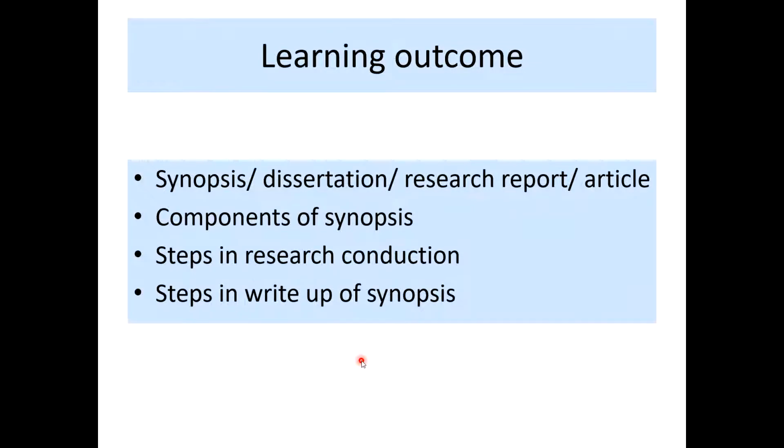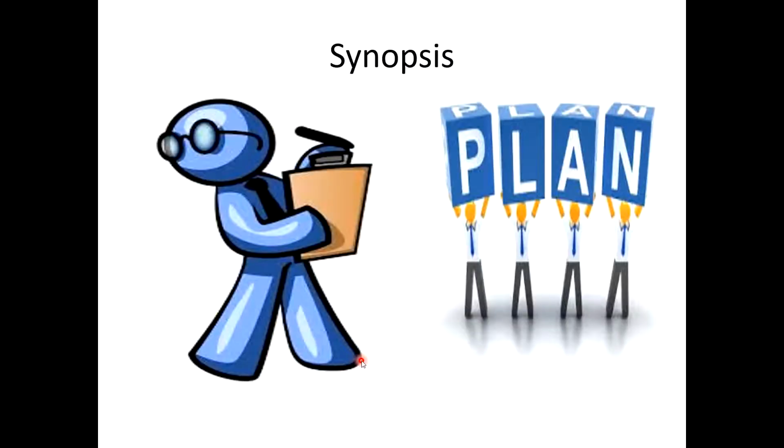So moving forward, the first component is: what do we mean by a synopsis? A synopsis is basically a plan which a researcher makes, and he presents his plan to the higher authorities, which can be faculty members, other academicians, or other researchers, saying that this is the most probable plan according to which I want to conduct my research activities. And now the student needs approval after the submission of the synopsis. So basically, a synopsis is the plan of the researcher for how he will conduct his research.